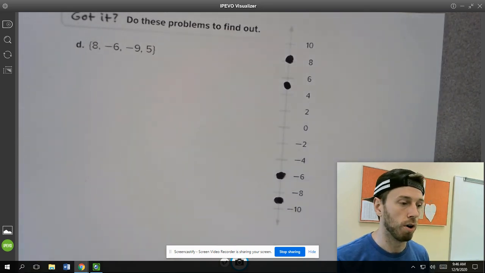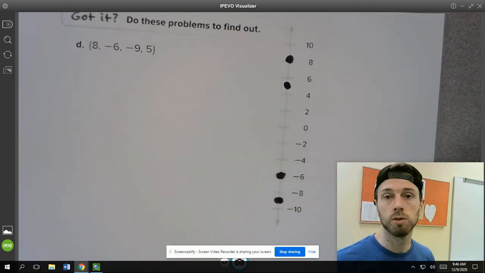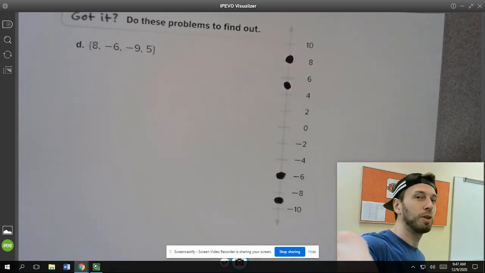And that's how we graph on a number line. So that's what I'm going to ask you guys to do in your assignment today. Hopefully it goes well for you.